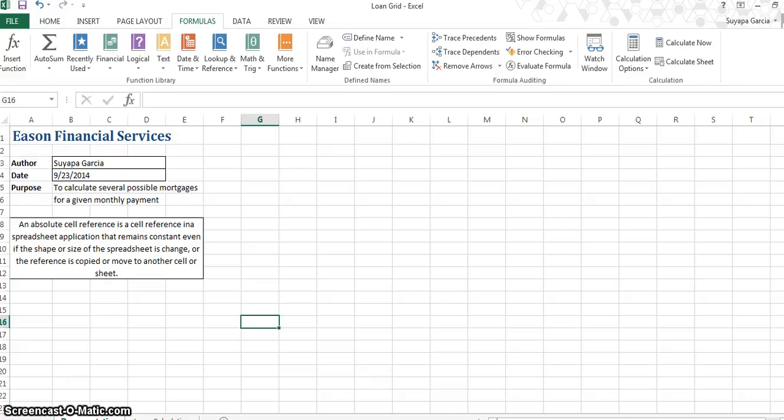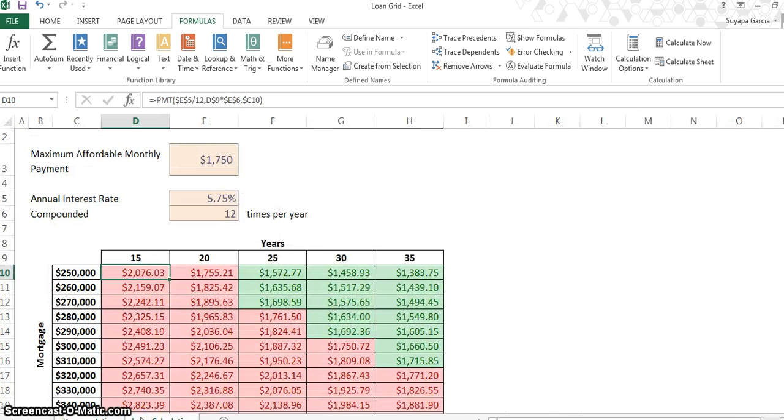So this is the third spreadsheet that I worked on for Eastern Financial Services, and the purpose was to calculate several possible mortgages for a given monthly payment. It was not so easy, but I was able to figure it out.